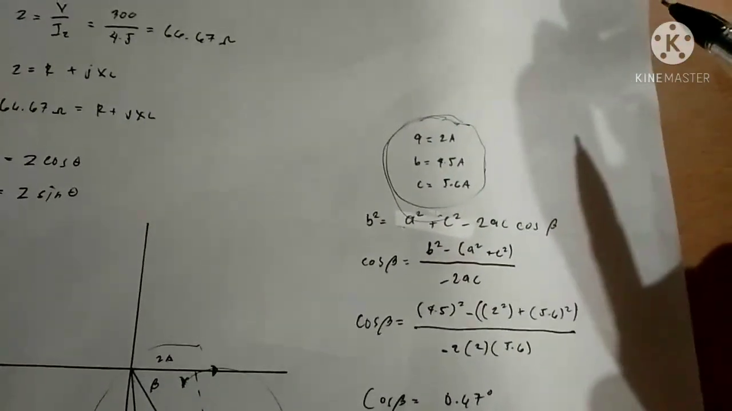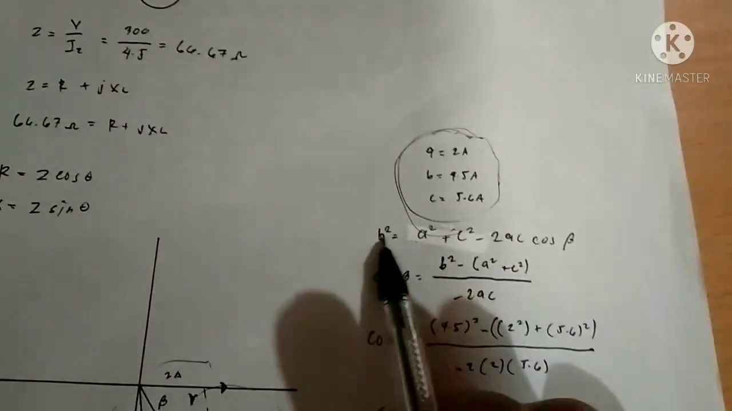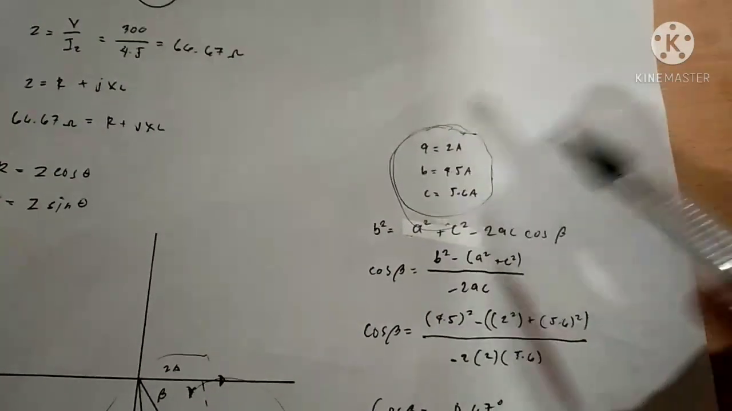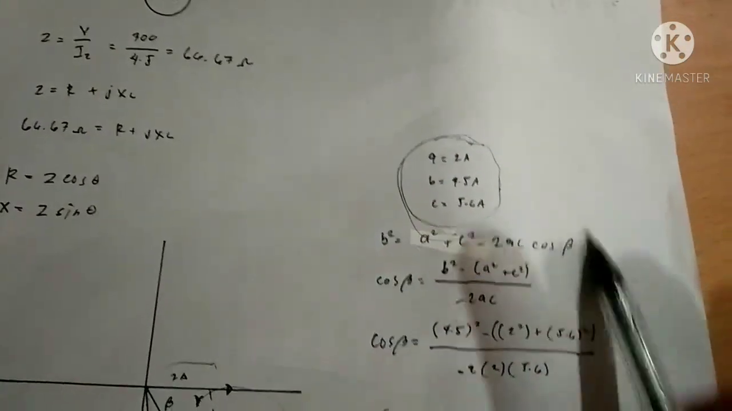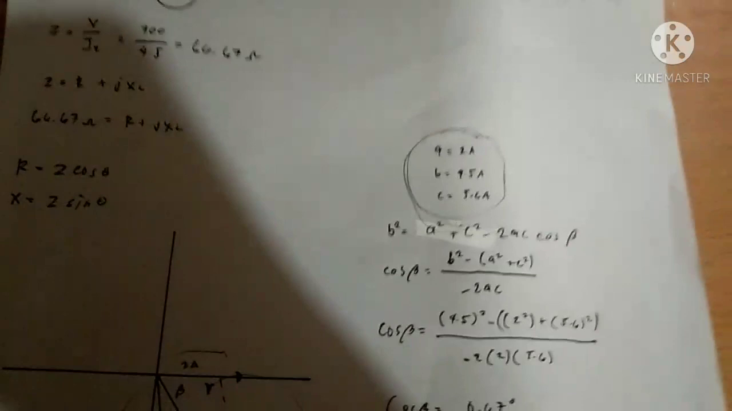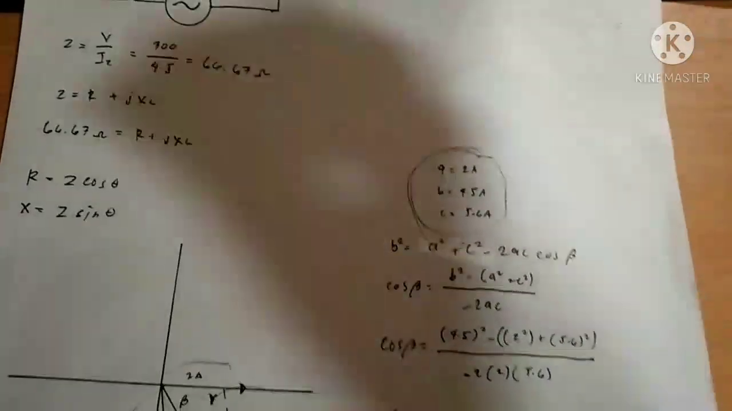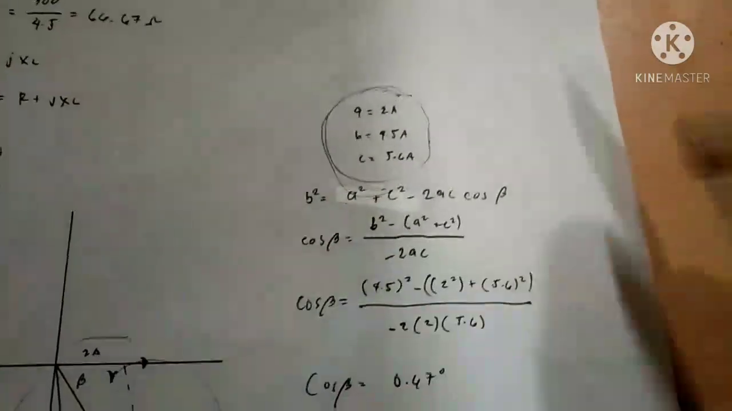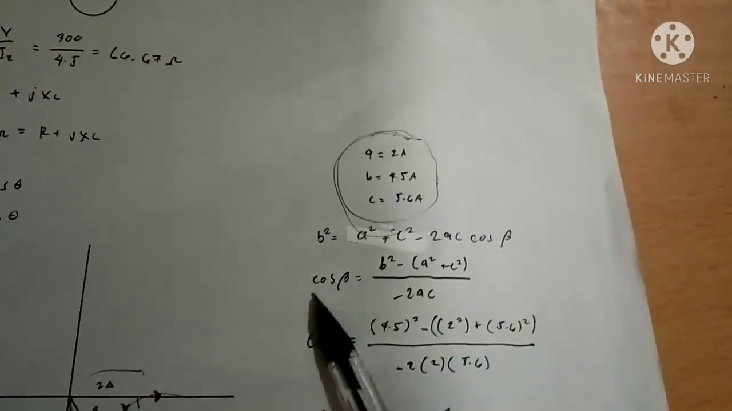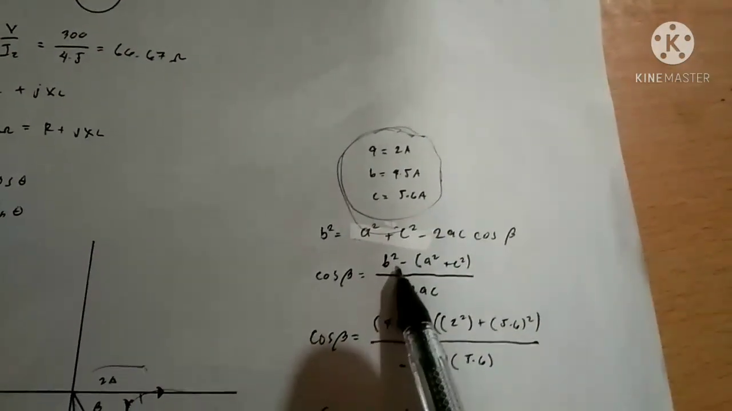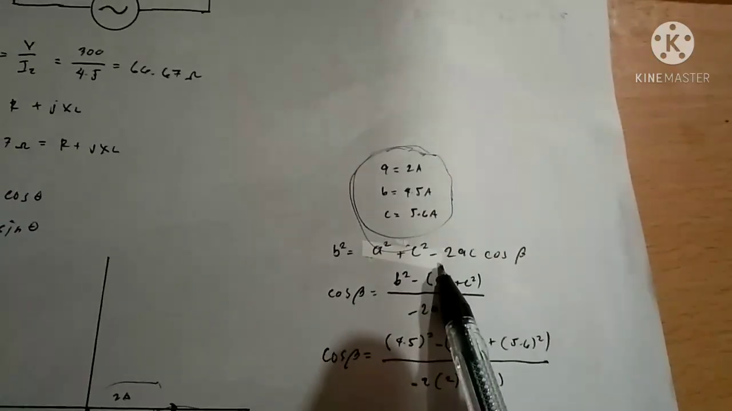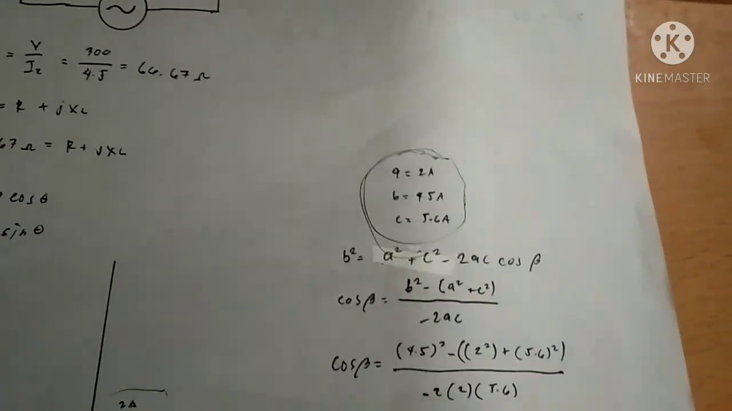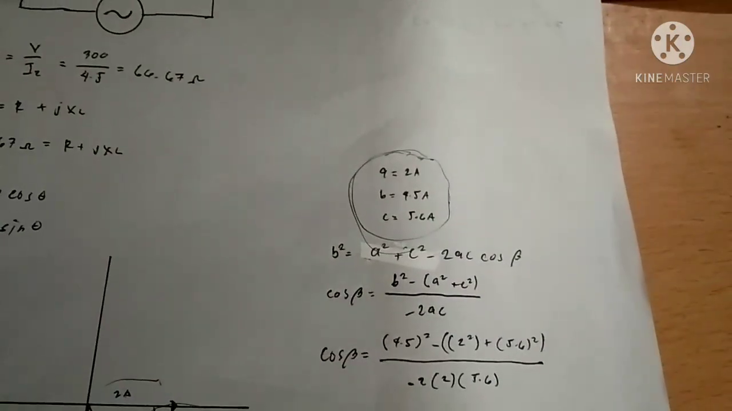Okay, so we'll have to use the cosine law, which is B squared is equivalent to, we'll use the B because I want to solve for the beta. If you want to use the alpha or the beta, you can use either, but I want to use the beta. So B squared is equivalent to A squared plus C squared minus 2AC cos beta. So we'll have to rearrange it to solve properly for the beta, which is cos beta is equivalent to B squared minus A squared plus C squared over negative 2AC.